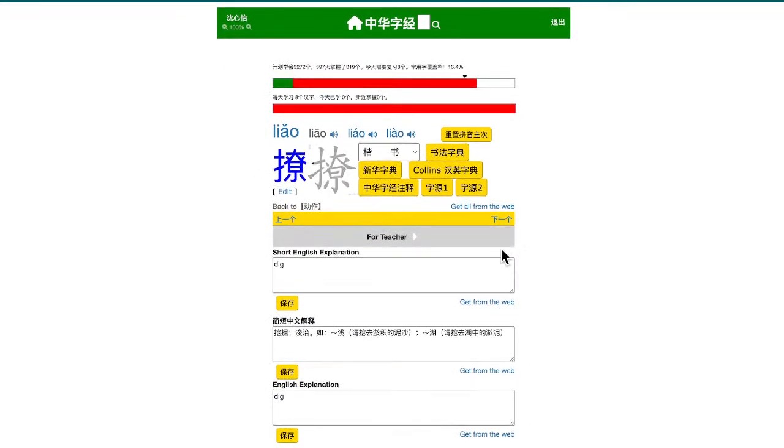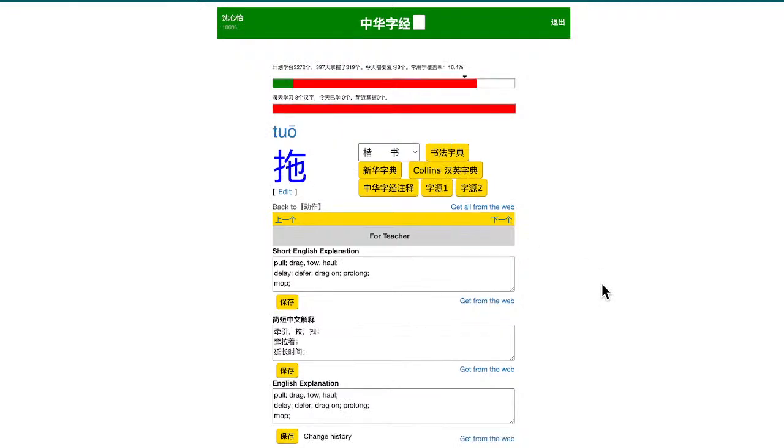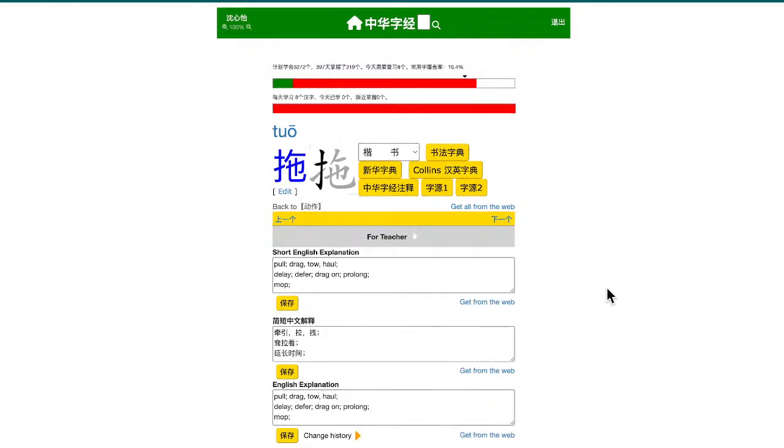And next one, 拖. 拖 is drag, like a pull, drag, tow, and haul, or tug. Okay, that's called a 拖. So basically usually you grab it with your hands, or use some rope or some kind of tool to pull or tow. Okay, and haul. So these are several English words that have similar meanings.